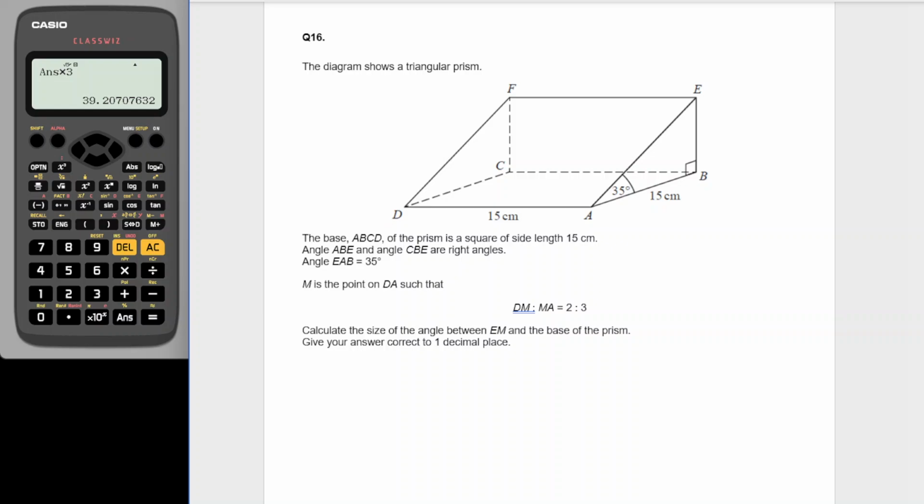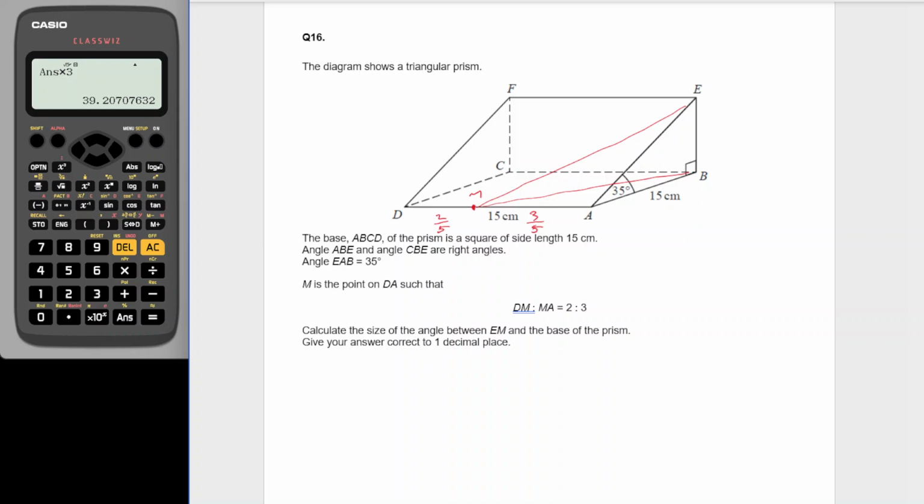M is the midpoint of DA such that D to M is a point. So we've got an M, let's say here, 2/5 and 3/5. Calculate the size of the angle between EM and the base. So we want this angle here really.